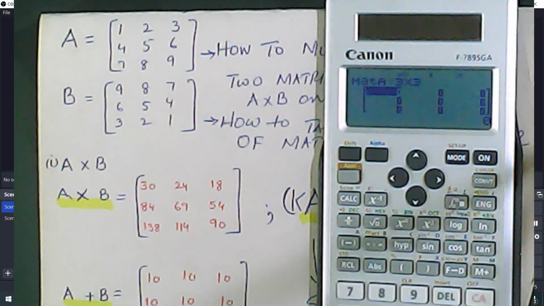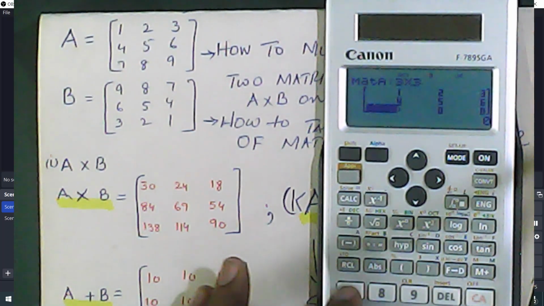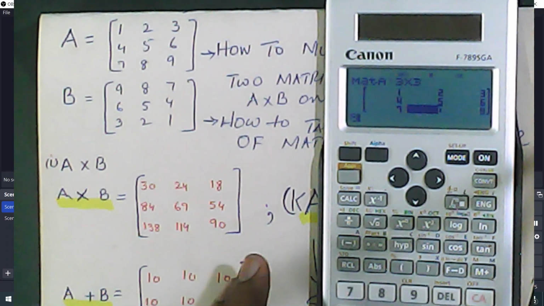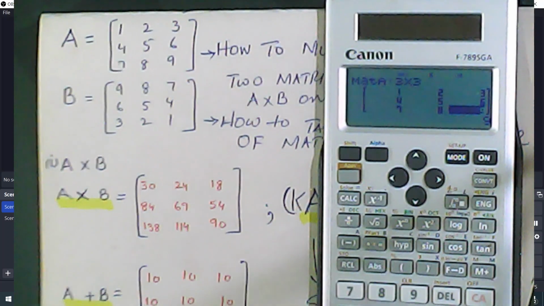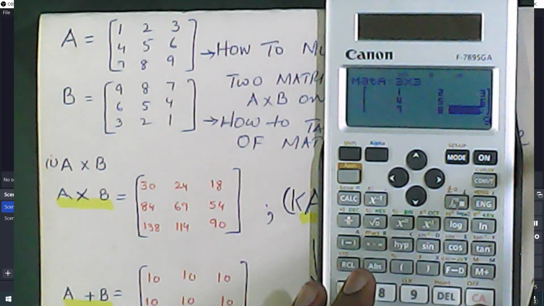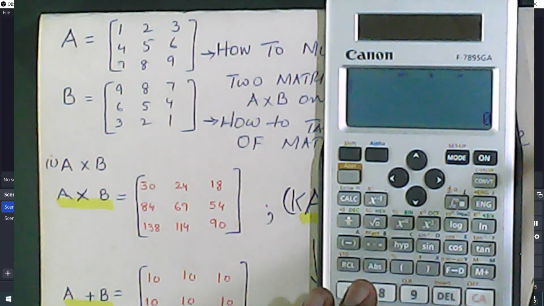So you can enter the values: 1. You press the equal sign to get the next value. Then you press 3, then 4, then 5, then 6, then 7, 8, and 9. So all the values for matrix A have been added. Now you can clear it off, but remember, the matrix is still there, the data is not missing.